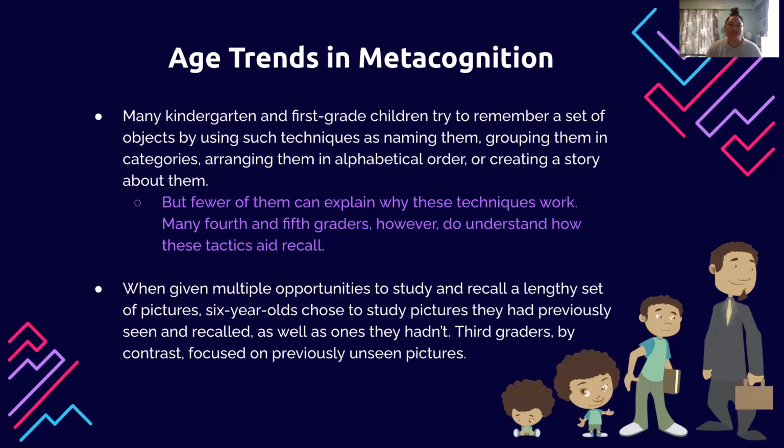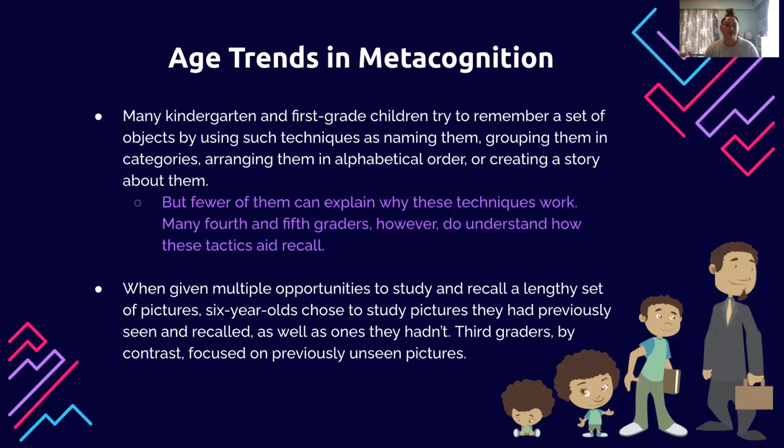So they're not just doing it to do it, they're doing it because they recognize that's what's going to help them learn easier. And then the second example is, when given multiple opportunities to study and recall a lengthy set of pictures, 6-year-olds choose to study pictures that they had previously seen and recalled, as well as ones they hadn't. 3rd graders, by contrast, focus on previously unseen pictures.